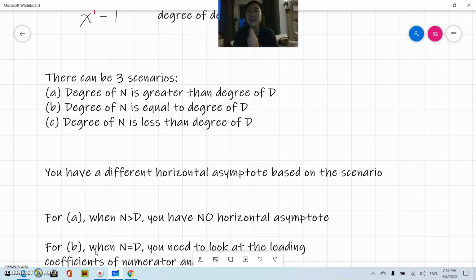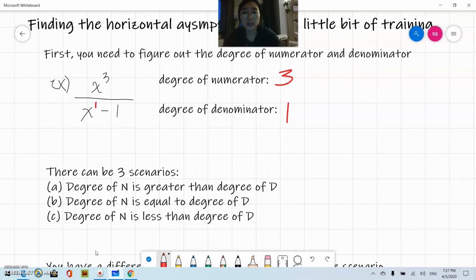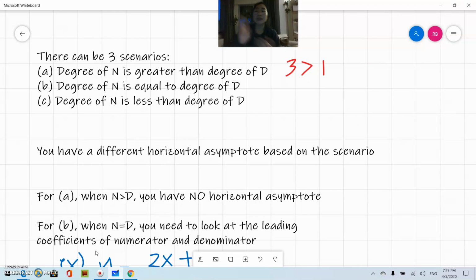Okay, so the first case is the degree of the numerator is greater than the degree of the denominator. The second case is the degree of the numerator is equal to the degree of the denominator. And the third case is the degree of the numerator is less than the degree of the denominator. So the example is the first case, right? Because my numerator degree is greater than the denominator. So whenever your numerator degree is greater than the denominator, you have no horizontal asymptote. Okay? So you will just write does not exist.